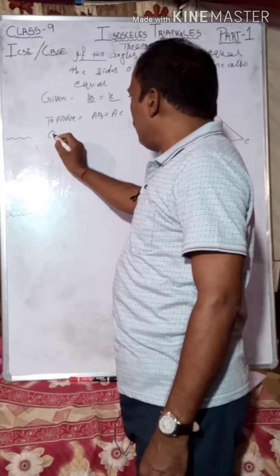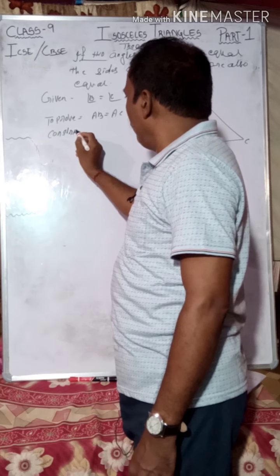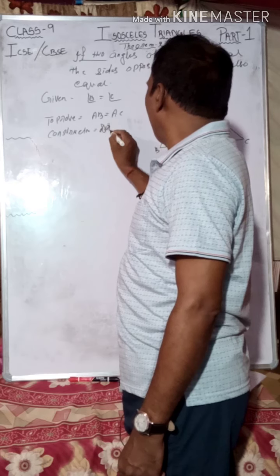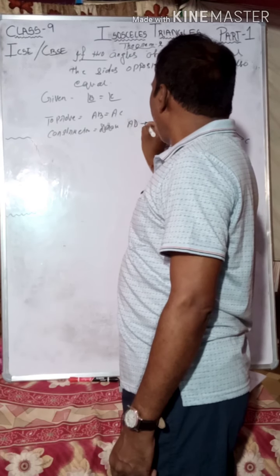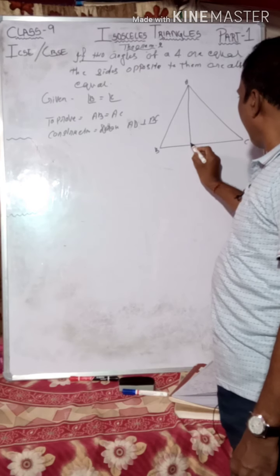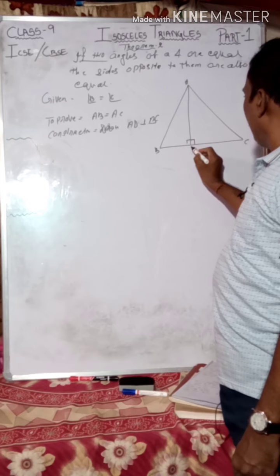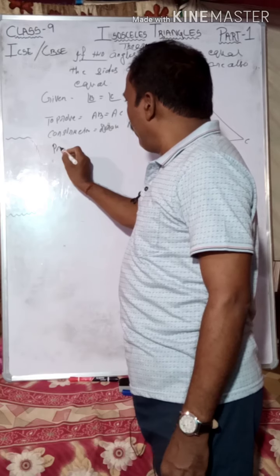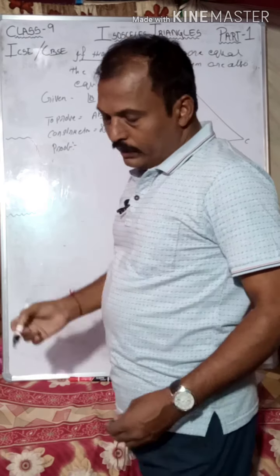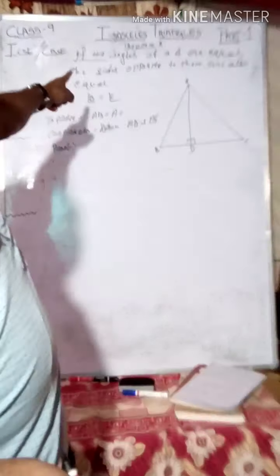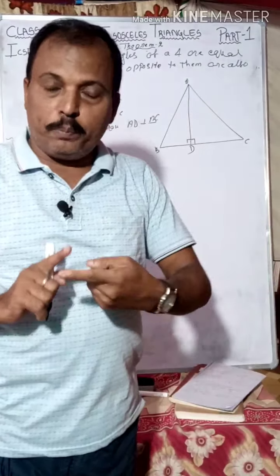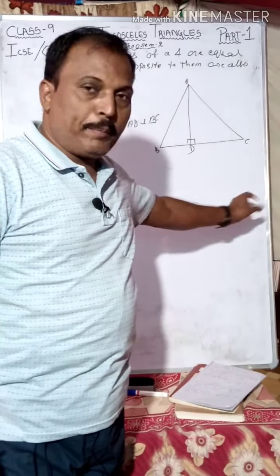Then the construction, same construction: draw AD perpendicular to BC. Then prove. Our theorem tells that two angles are equal, that is the given point, two sides are equal, that is to prove, and the construction is AD perpendicular to BC.